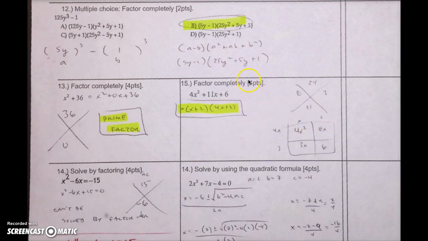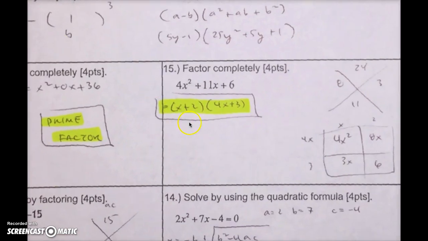Question number 15 up here says factor completely. Here my a term is 4, b is 11, c is 6. A times c is 24, b value is 11. Two numbers that multiply to be 24 are 8 and 3, because those same two numbers add to be 11.